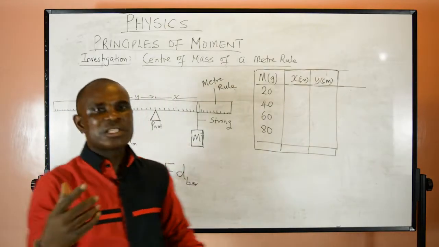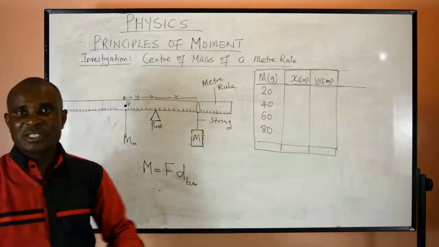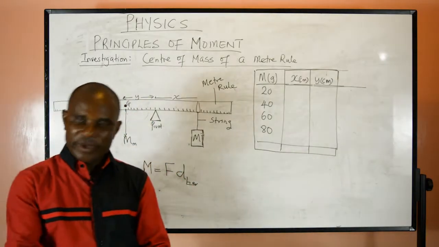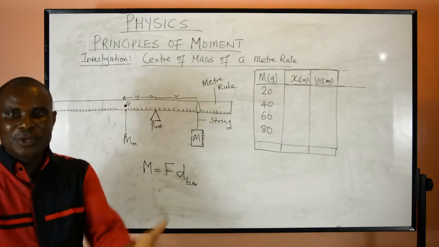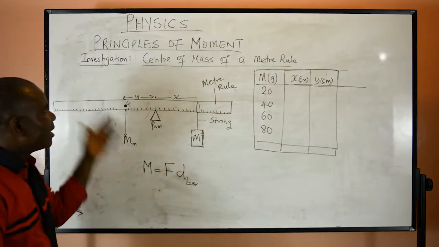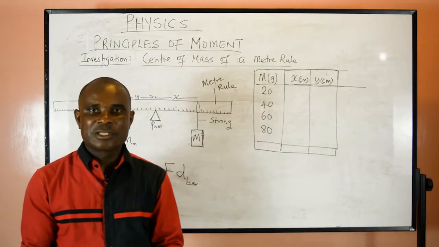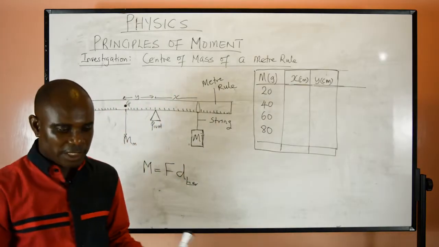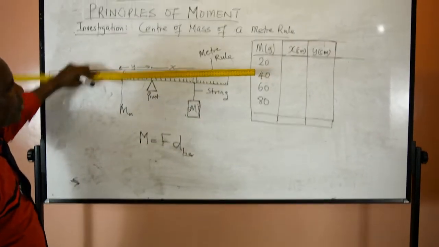So what we're trying to establish is how the principles affect the turning effect of objects. We want to look at a common material we find in our labs, like the meter rule. As a scientific investigator, we want to investigate the center of mass of a meter rule, and we want to look at a couple of materials which I've put together. Let me first go through the materials. I have a meter rule here, that's the meter rule in the diagram.